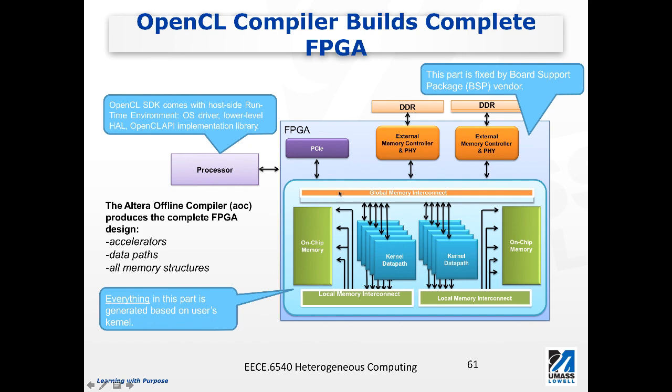Now everything here is in fact generated by the user kernel, which can include the kernel data path, some on-chip memory, and also local memory interconnect. For talking to the global memory space, it has to go through this global interconnect, which in turn talks to the memory controllers or even the PCIe controllers so that it can talk to the host program running on the processor.